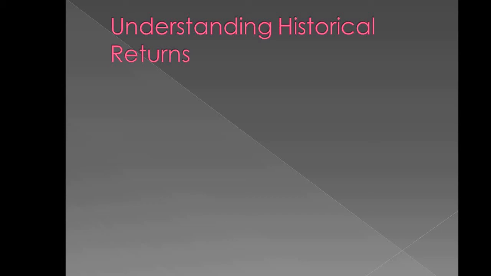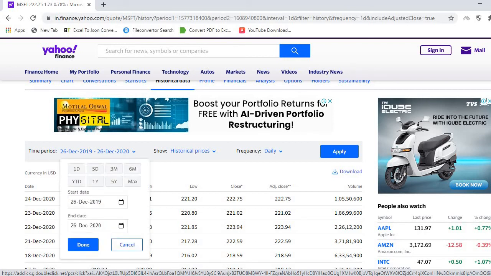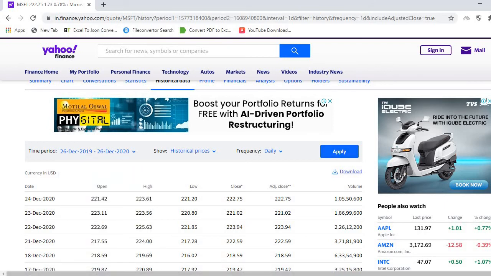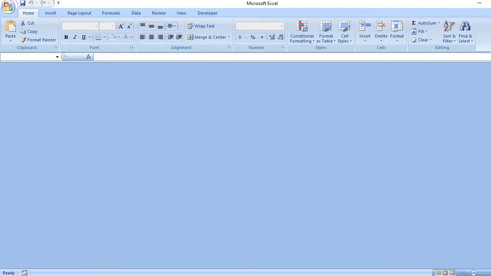I am going to use Yahoo Finance for downloading the historical prices. In Yahoo Finance, you can select any company. I am selecting Microsoft. It provides time periods. You can select historical data for 1 day, 5 days, 3 months, 6 months, 1 year, 5 years, or maximum. I am selecting historical data for 1 year, then apply and then download. The historical data CSV file is downloaded.